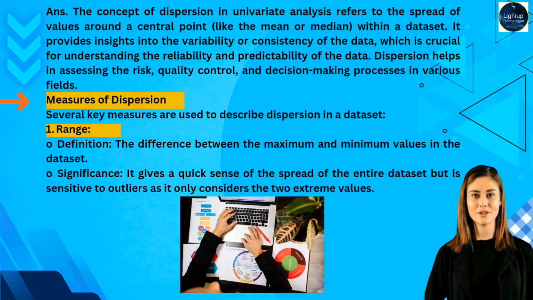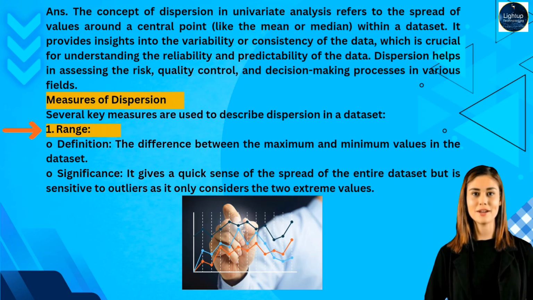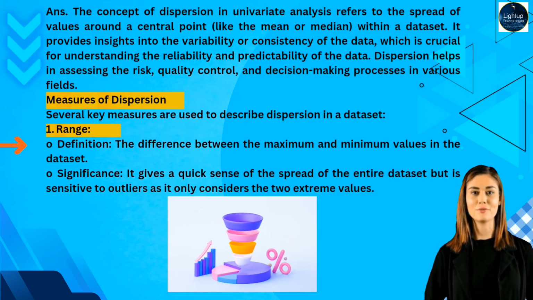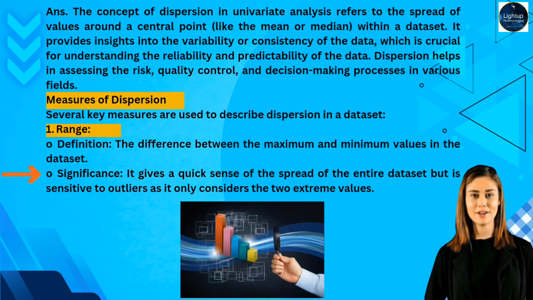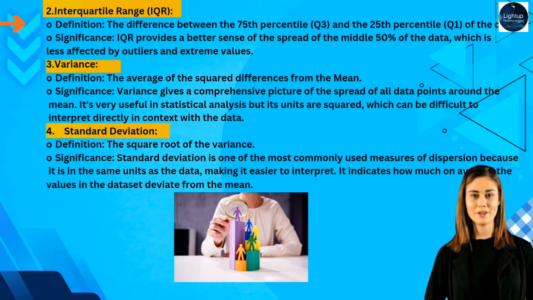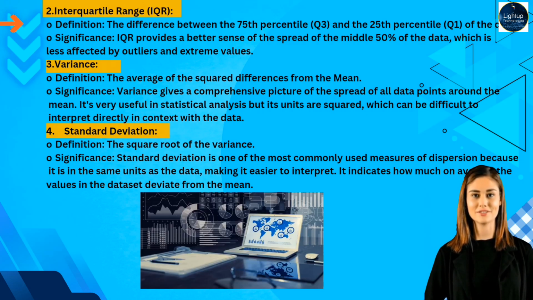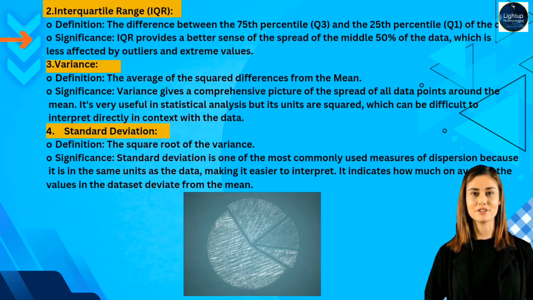Measures of dispersion. Several key measures are used to describe dispersion in a dataset. 1. Range. Definition. The difference between the maximum and minimum values in the dataset. Significance. It gives a quick sense of the spread of the entire dataset but is sensitive to outliers as it only considers the two extreme values. 2. Interquartile range, IQR. Definition. The difference between the 75th percentile and the 25th percentile of the data. Significance. IQR provides a better sense of the spread of the middle 50% of the data, which is less affected by outliers and extreme values.